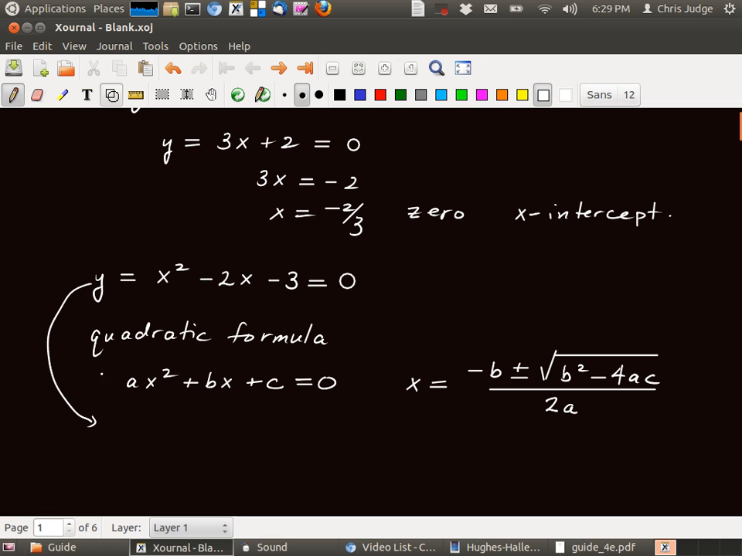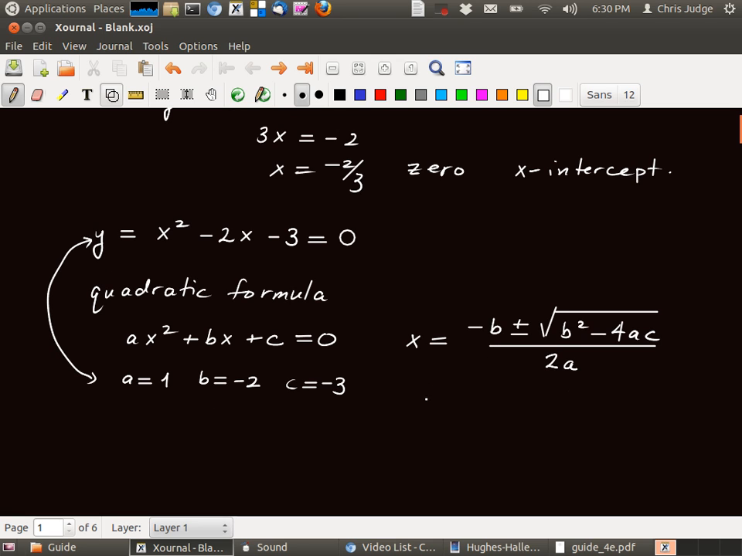So let's apply that to this particular example. In this example, a is equal to 1, b is equal to minus 2, and c is equal to minus 3. So let's plug those in to our formula. We get minus minus 2, plus or minus the square root of b squared, which is 4, then minus 4 from the formula, then a is 1, and c is minus 3, all divided by 2 times a, which in this case is 1.